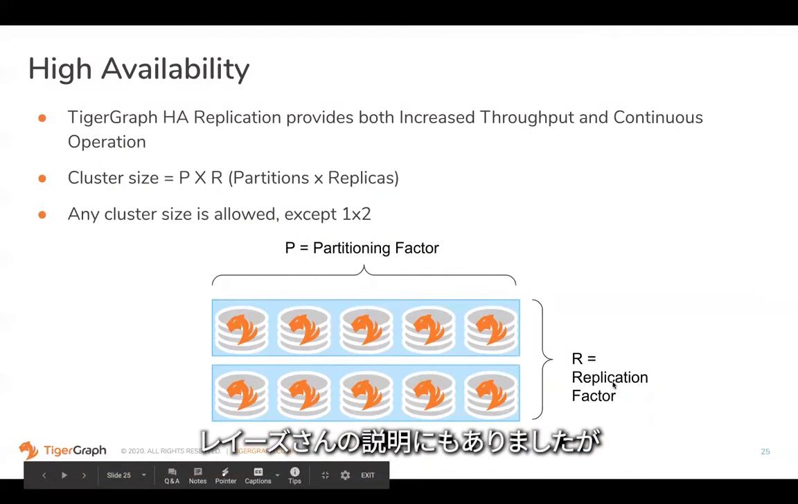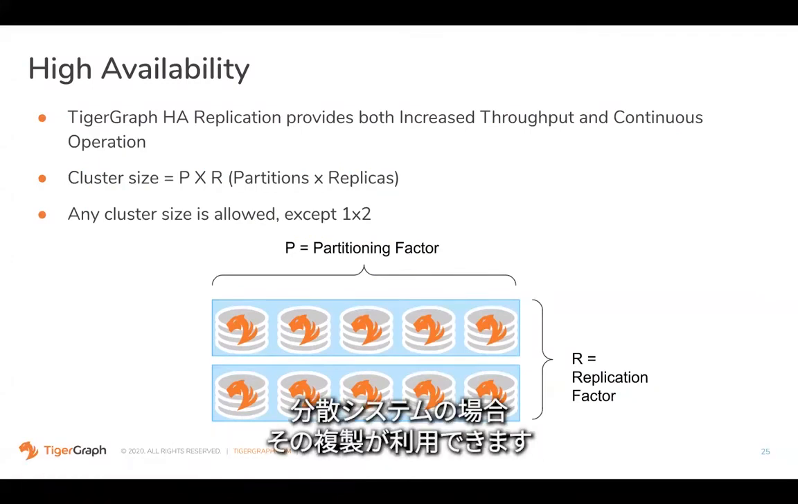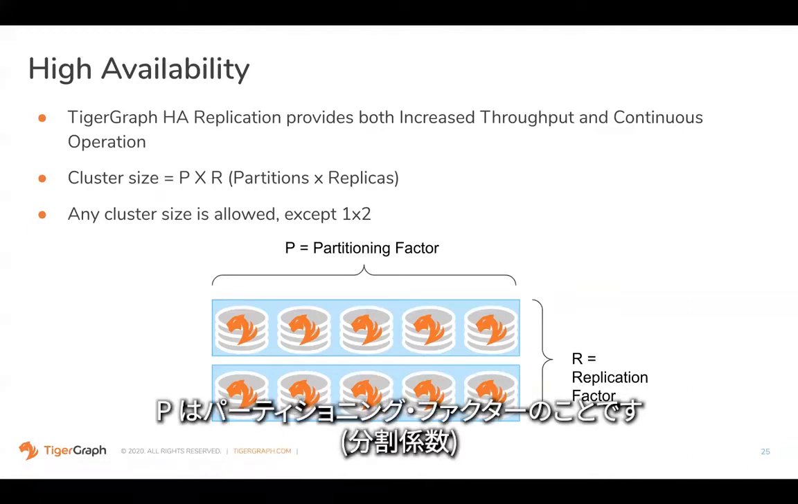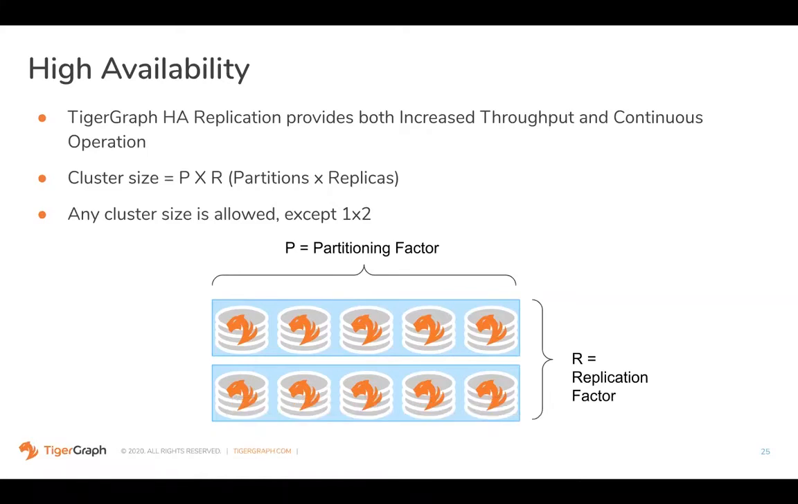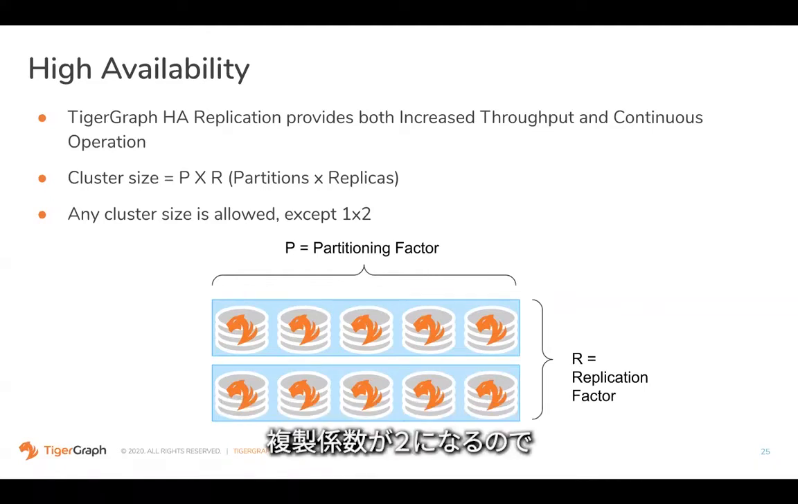So as Reyes showed you earlier, you can have a distributed system and you can have replicas of that. So I'm going to introduce a couple terms. P is the partitioning factor. So if my database is spreading the data across 5 servers, the partitioning factor is 5. And then if I have 2 replicas of that entire database, then my replication factor is 2. So I have a total of 10 servers.